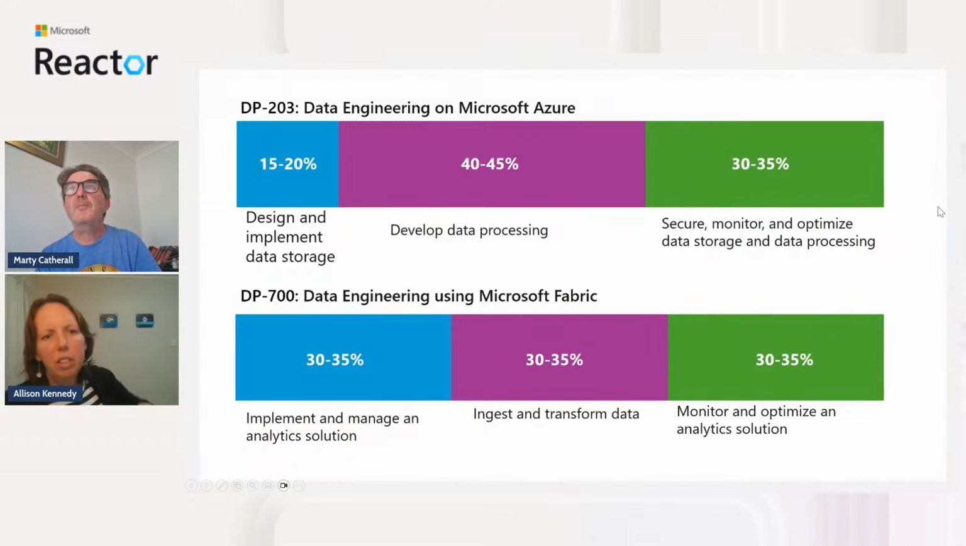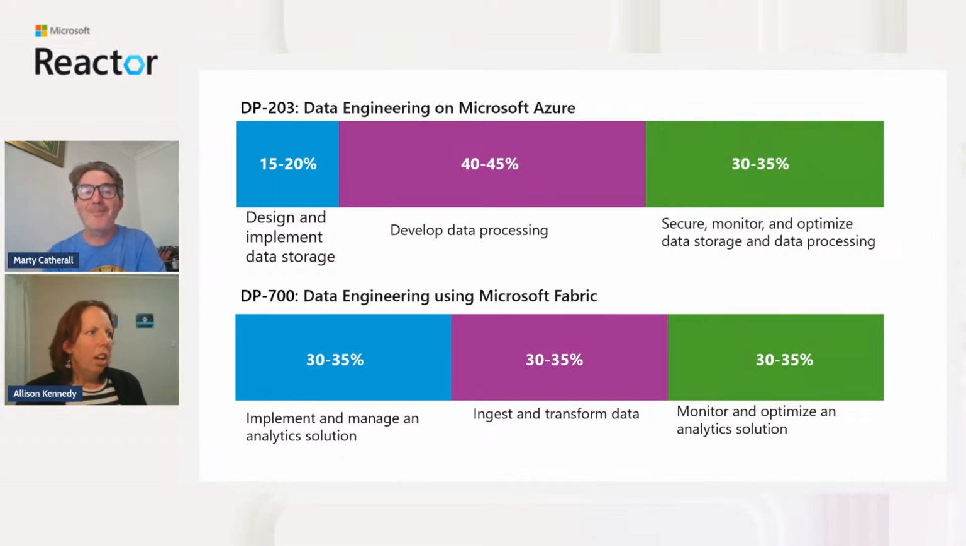So whereas the DP-203 was, as Marty said, Azure, it kind of covers the end-to-end of managing the entire data engineering across the entire Azure suite, whereas the DP-700 streamlines that a little bit. And we're going to look at the details in the next slide.